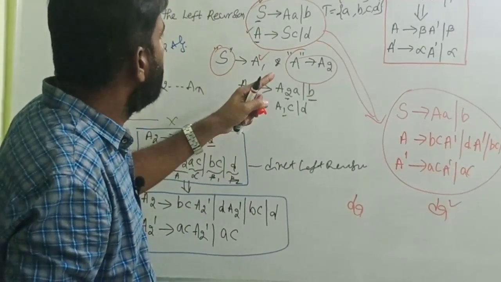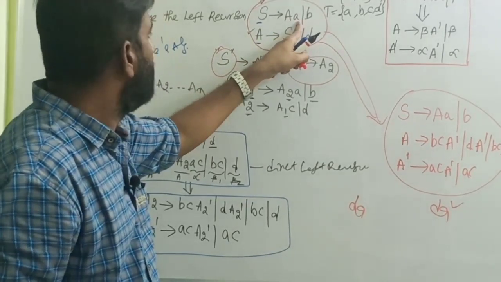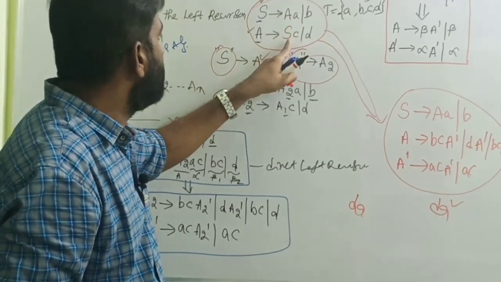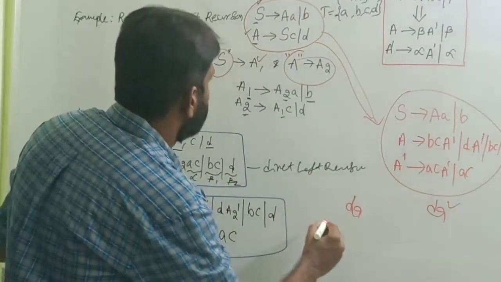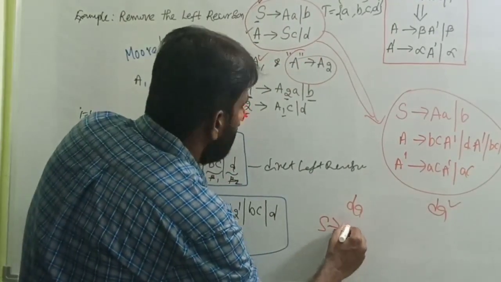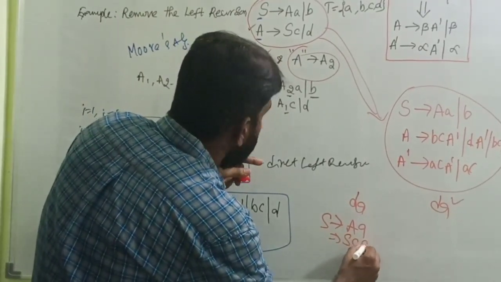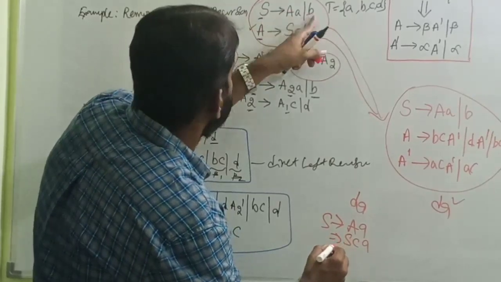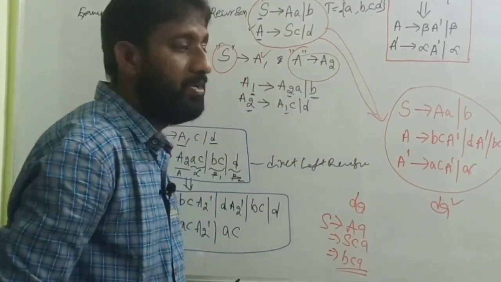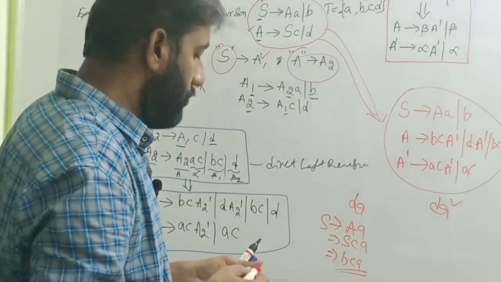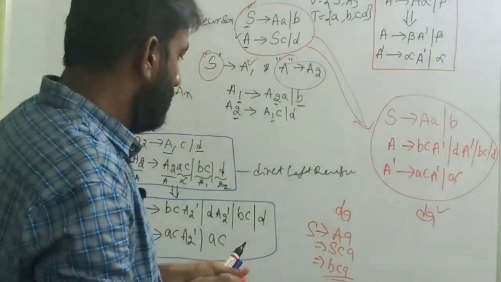Let's say S tends to A. If I replace A with SC, now S can be replaced with B. Let me write it down. So S tends to A. Now A can be replaced with SCA, then S can be replaced with B. So BCA it generates. You cross check whether it generates BCA or not also.